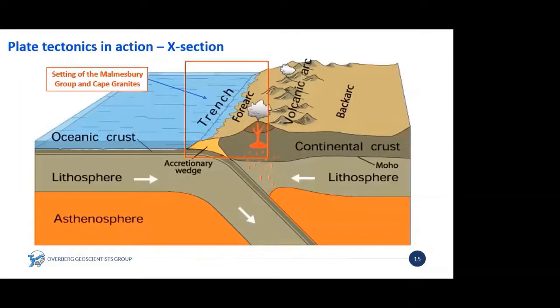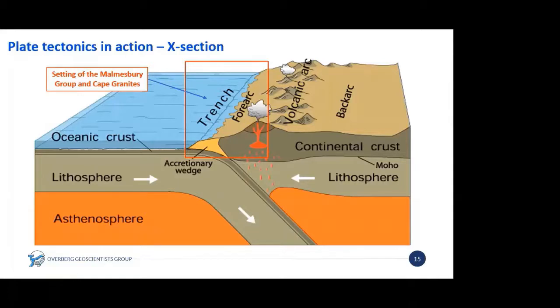So let's have a look in a little bit more detail at how this process is involved in the formation of the Malmesbury series. We'll have a look at that subduction zone, similar to the Andes, where the oceanic crust is subducting underneath the continental crust as it heats up. So it forms volcanic activity and intrudes granites. And there is a wedge of sediment along the front. And this is where the Malmesbury series rocks were initially deposited.